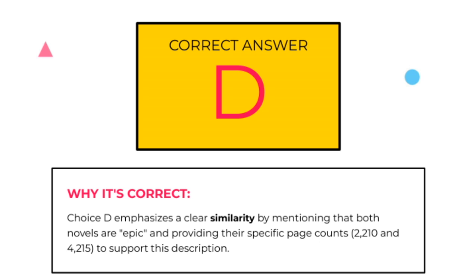So, in summary, Choice D not only points out the shared quality of being epic, but also backs it up with concrete numbers, making it a strong and accurate comparison.